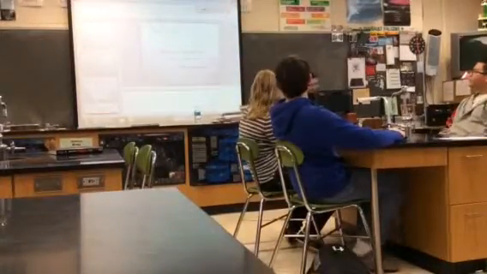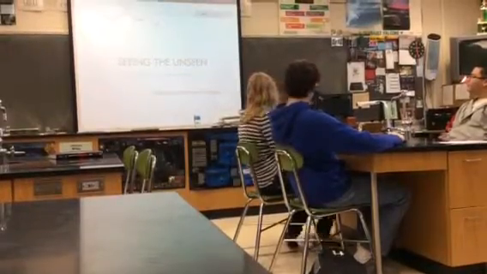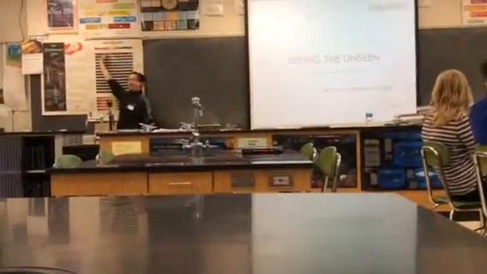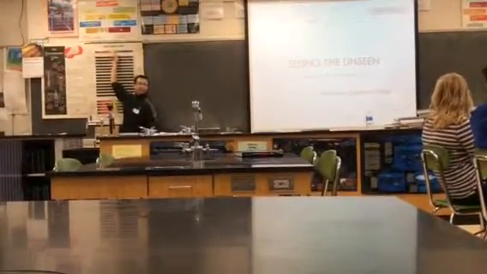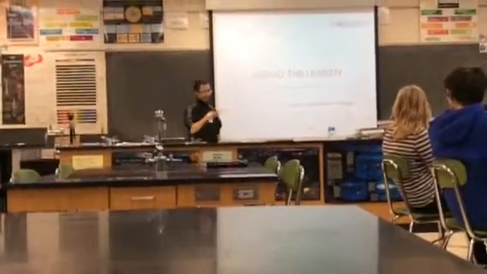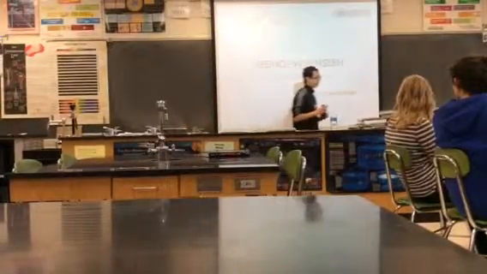So what I want to talk about is seeing the unseen. The light spectrum we are most familiar with is this part, which is the visible spectrum. It is what the sunlight reflects off us, and then we can see colors.